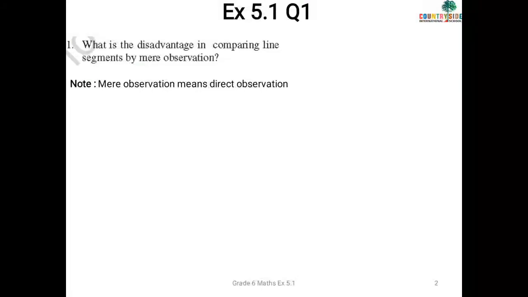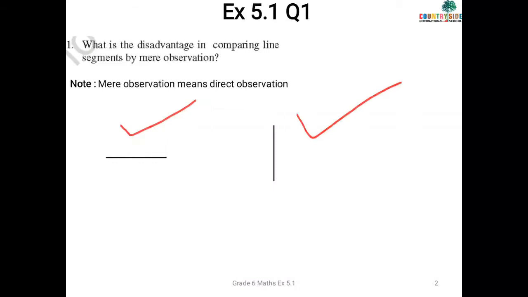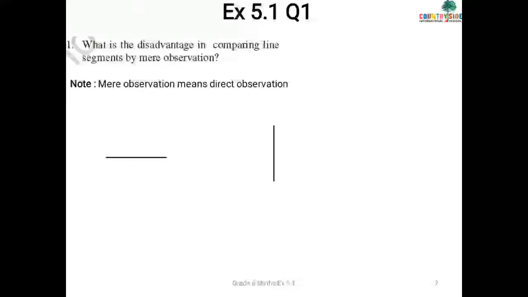So scholars, now let's start with exercise 5.1, question number 1. So what is written in the question? What is a disadvantage in comparing line segments by mere observation? Now, mere observation means direct observation. For example, see, there are two lines, line 1 and line 2. Without measuring them, can you tell me which line is bigger and which line is smaller? You may not get the accurate answer. You cannot tell me that this line is big or this line is big just by direct observation.